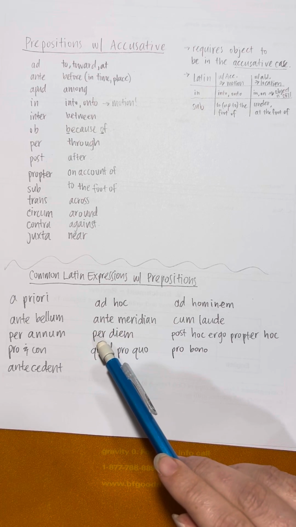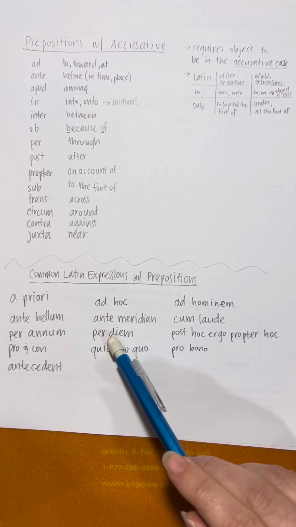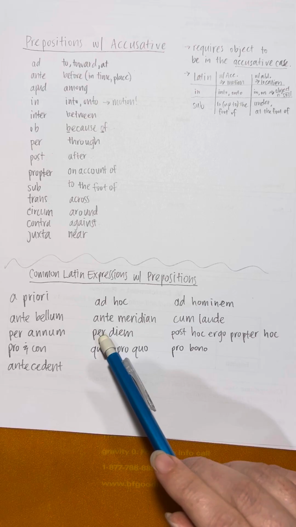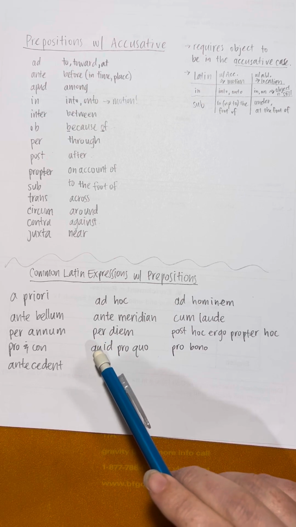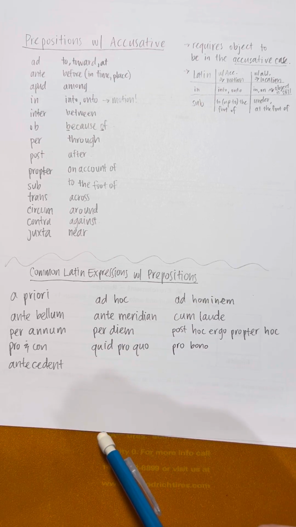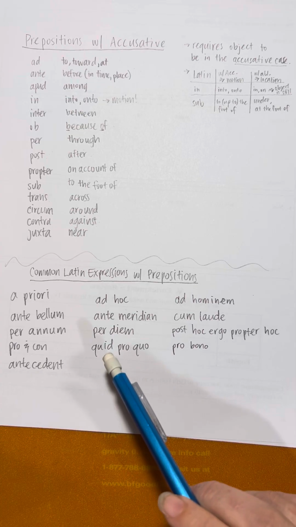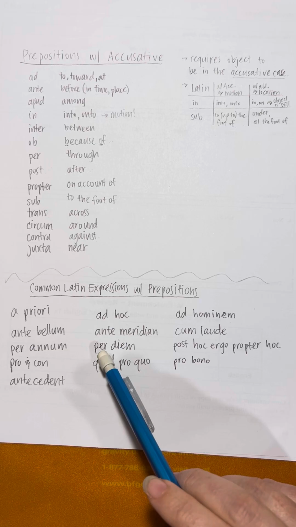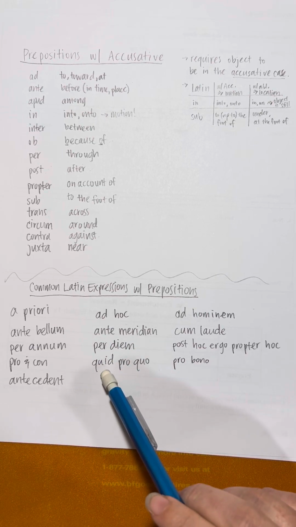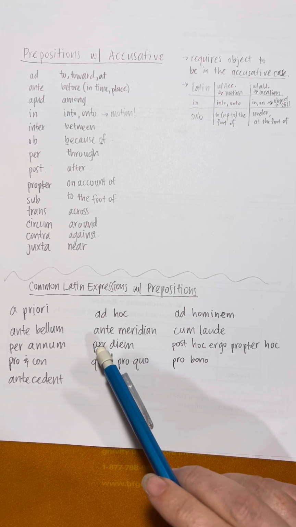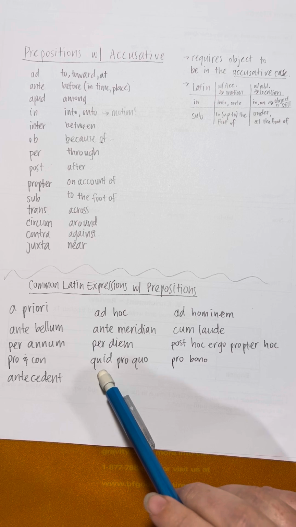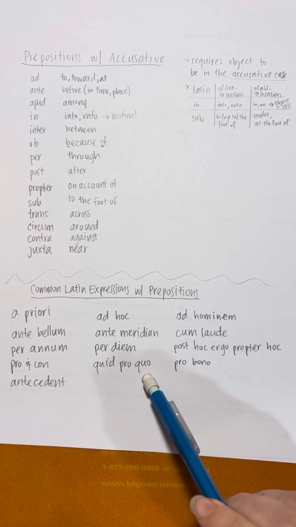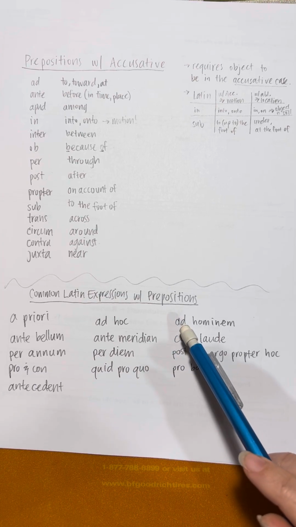Per diem, whenever I was a teacher and I would go on trips for professional development, my school would give me a per diem check, which means per day they are going to give me a certain amount of money to spend on food. So that would be my per diem check, how much money they will pay per day. Quid pro quo means this for that. Ad hominem, to the man.